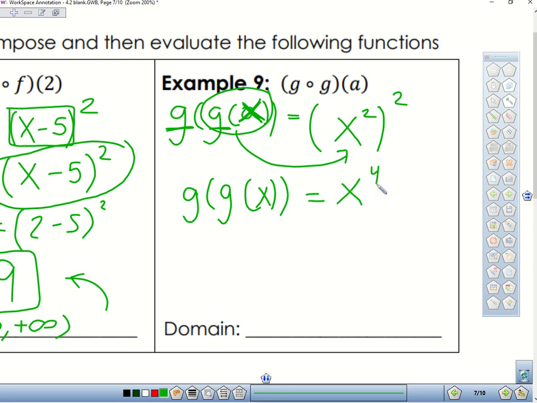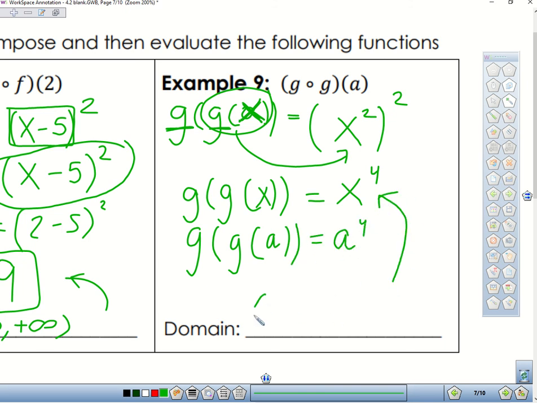X to the fourth, right? And then, lastly, I have to plug in what value for x? A. So we have a to the fourth power. Now, the domain of the function before we evaluated it would be negative infinity to positive infinity.